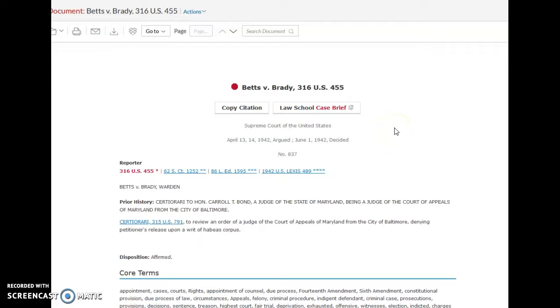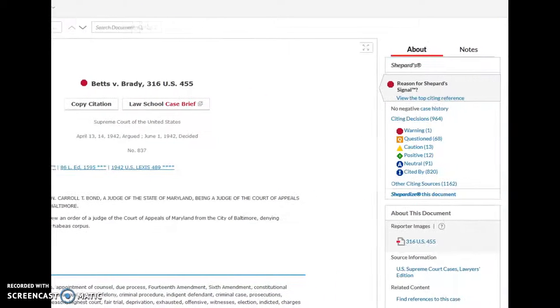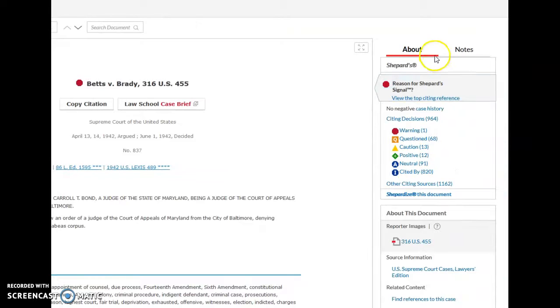So I'm going to try to move my screen over. Okay, I don't know if you'll be able to see this. Okay, hopefully you will. If I move my screen over, I think you can see on the right-hand side is something called Shepard's, which is shepherdizing. And it shows you that there's the red signal because of a warning. So you'll click on that.